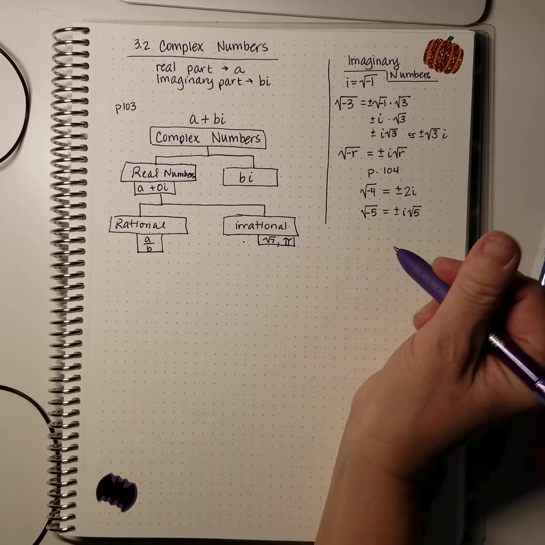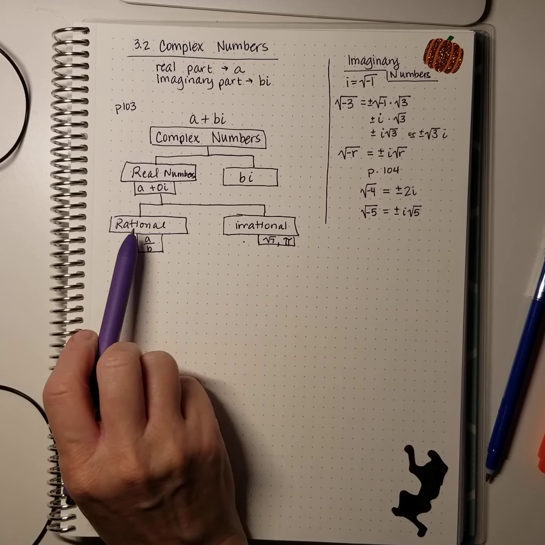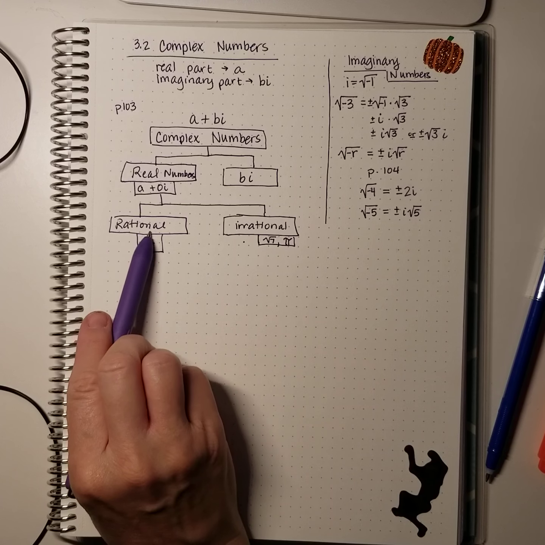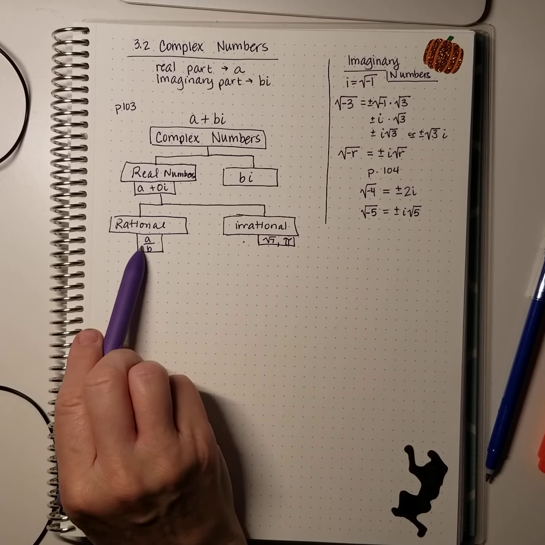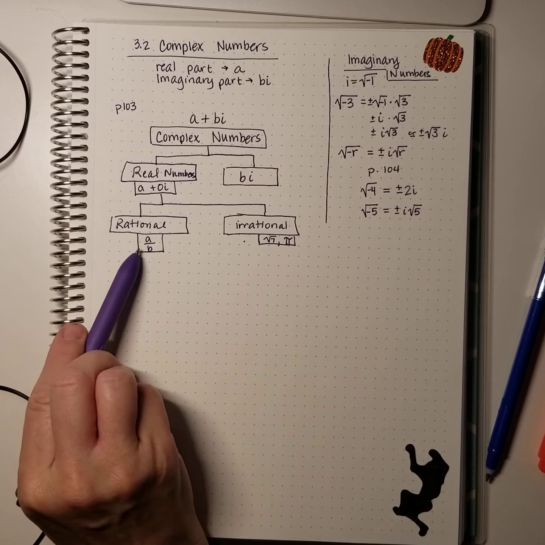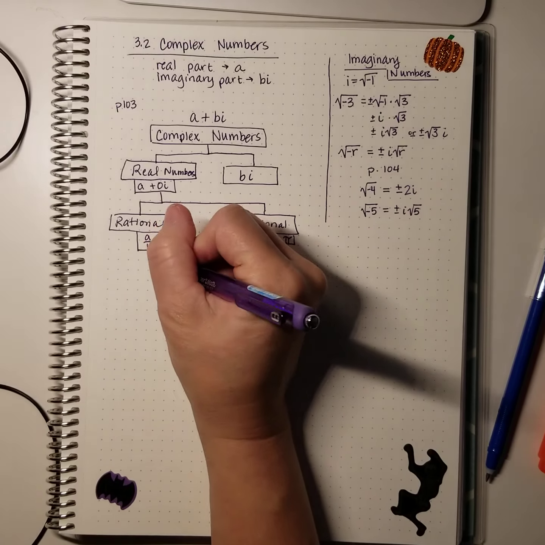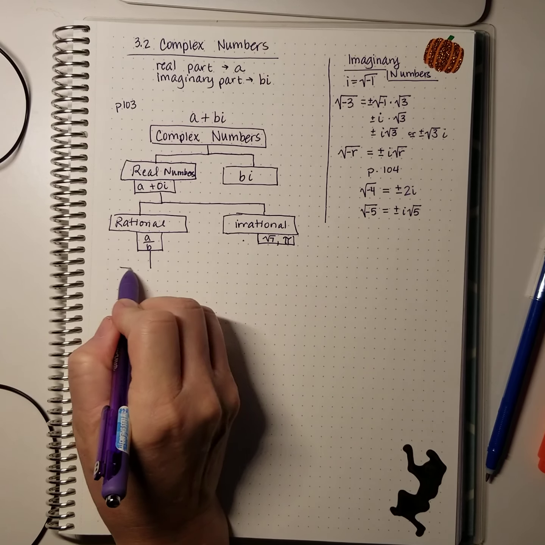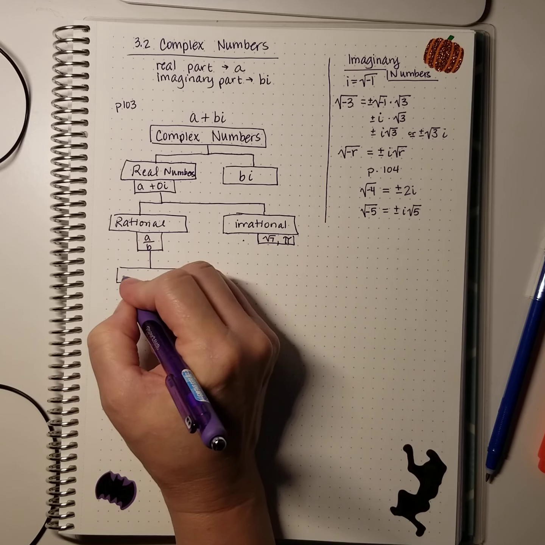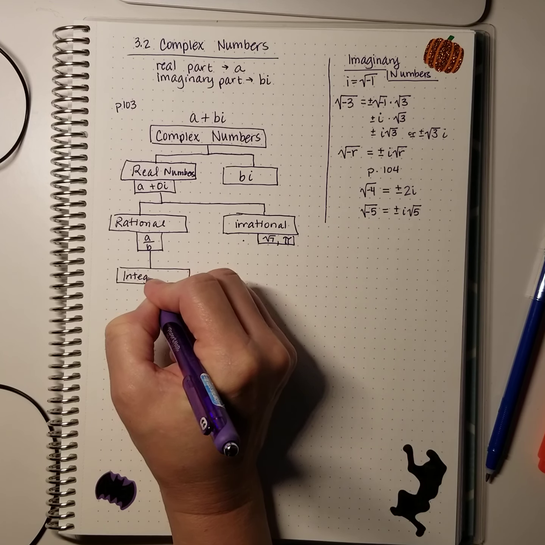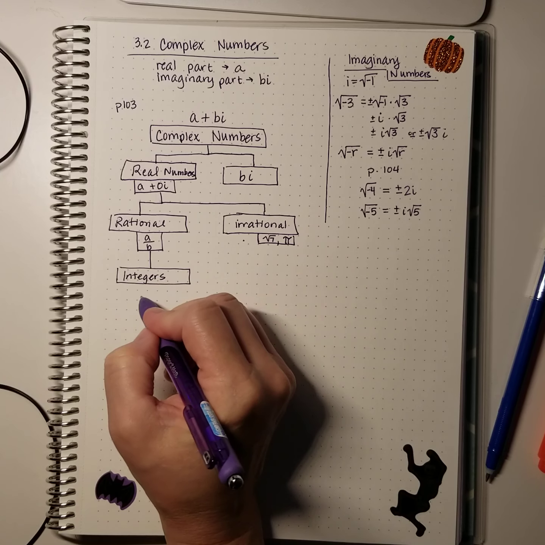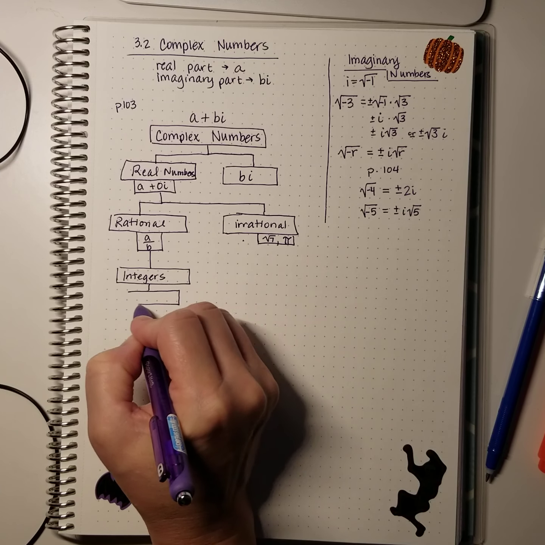So these are irrationals. All other real numbers can be represented as rational numbers, meaning a ratio of one integer divided by another. Okay, and then building from there, we have our integers. And from there, we have whole numbers.